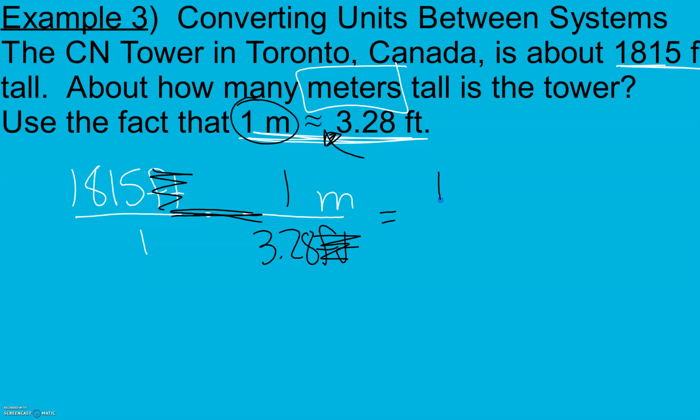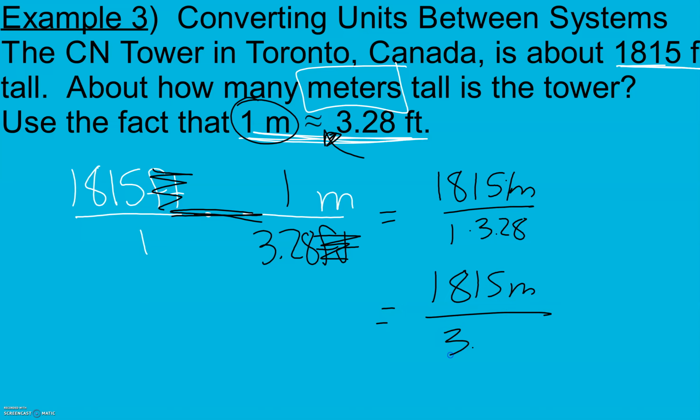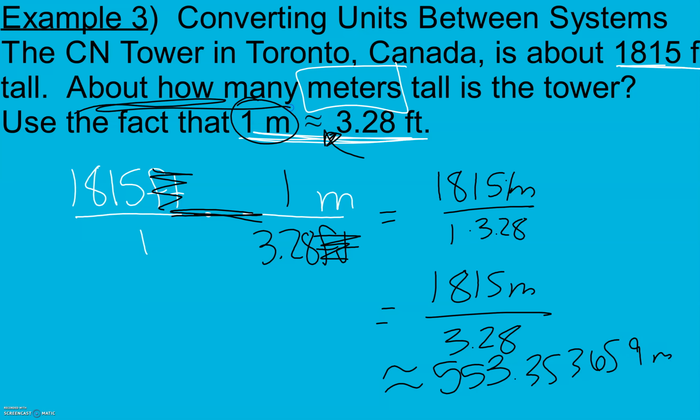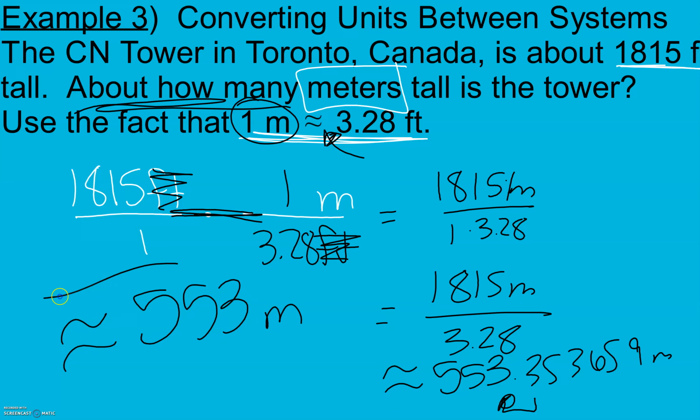So we multiply straight across here in my numerator and in my denominator. Simplify. Then divide, which gives me approximately 553.353659 meters, but it says about how many, so I'm going to round to the nearest meter. 3 rounds down, and say it's about 553 meters. So approximately. And remember that squiggly equal sign means approximately or about.